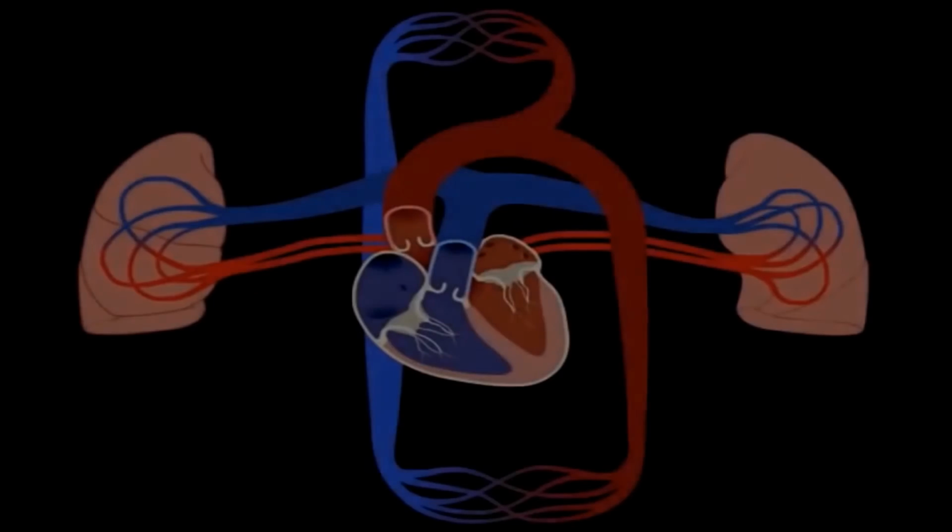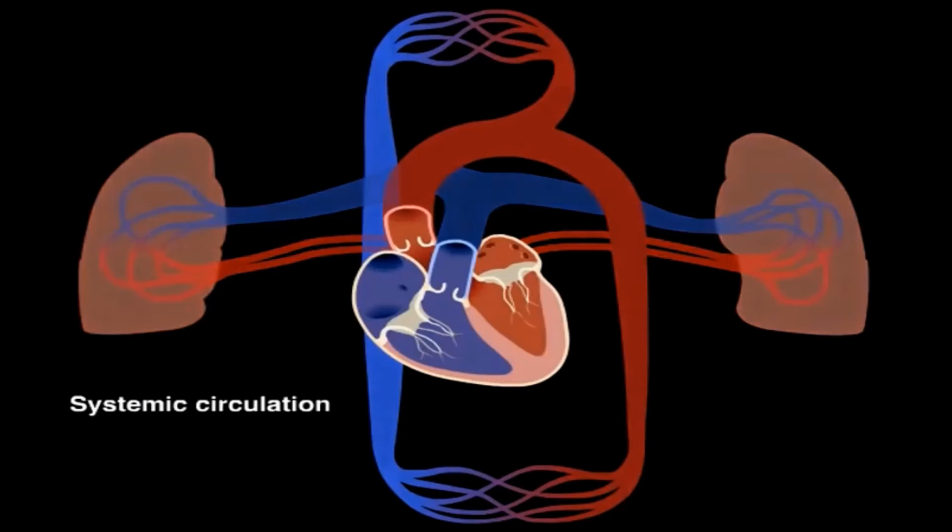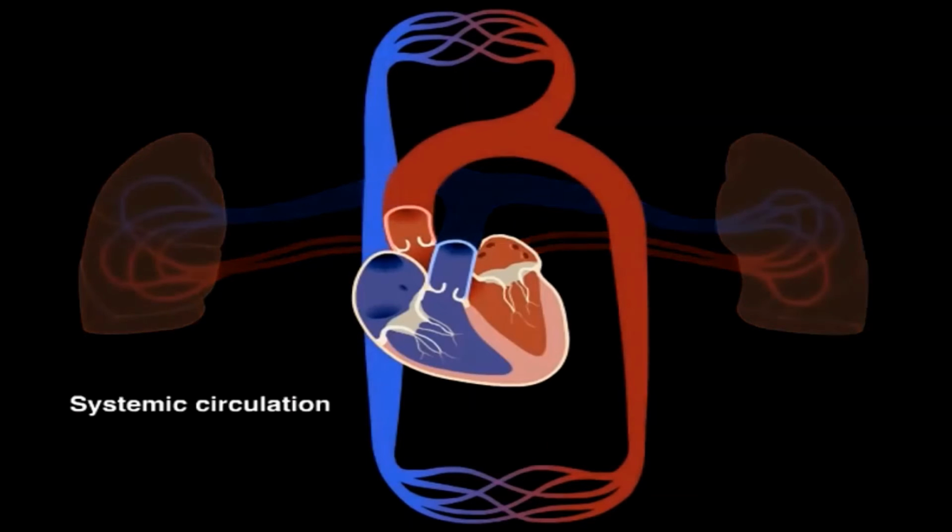Let us discuss the process of pulmonary and systemic circulations. The cardiovascular system is divided into systemic and pulmonary parts. The systemic circulation carries the blood from the heart to the tissues of the body and then returns it to the heart.